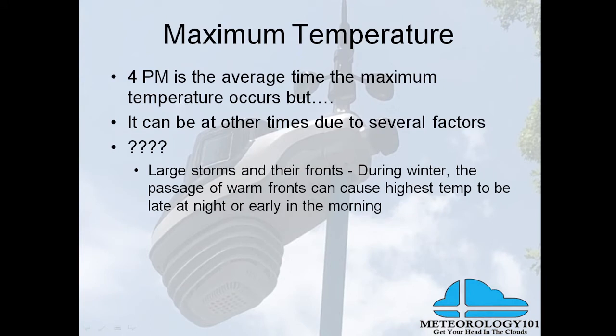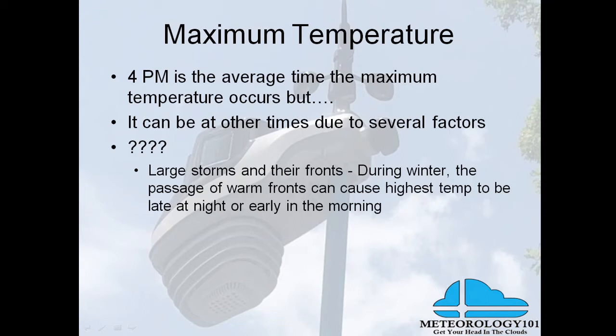And large storms and their fronts. During the winter, the passage of warm fronts can cause the high temperature to be late at night or early in the morning. So if you have a large storm, you can get an outflow boundary. From a large storm, you get the downdraft, the outflow boundary, bringing that cold air down to the surface, cooling that surface and bringing your temperatures down.